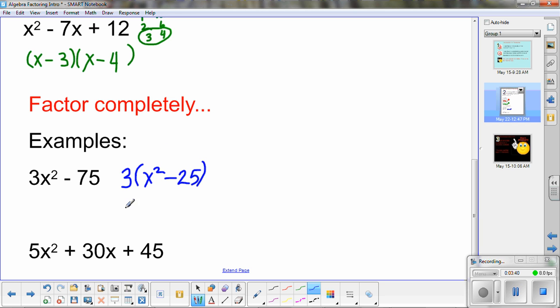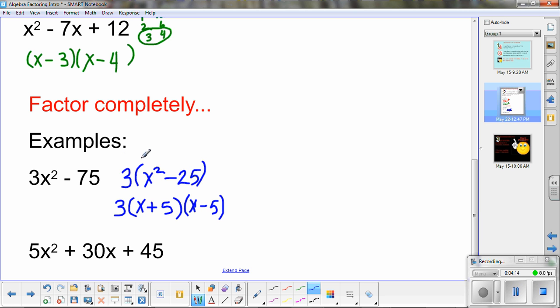X squared minus 25, what that can factor to is, if I take the square root of x squared, it's x, and the square root of 25 is 5. Now I want to make one a plus and the other a minus, because watch what happens when you perform FOIL on this. You get x squared, and then you have a positive 5x and a negative 5x. And when you add those together, you end up with 0 x's. So that middle term is gone. And then positive 5 times a negative 5 is negative 25.